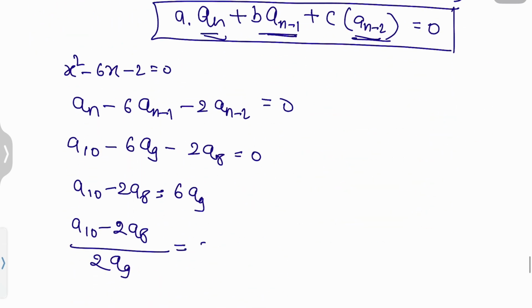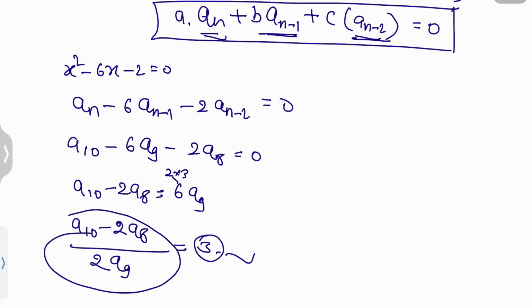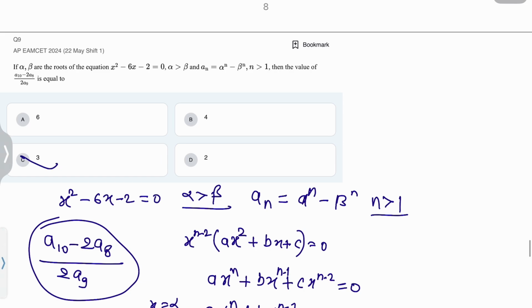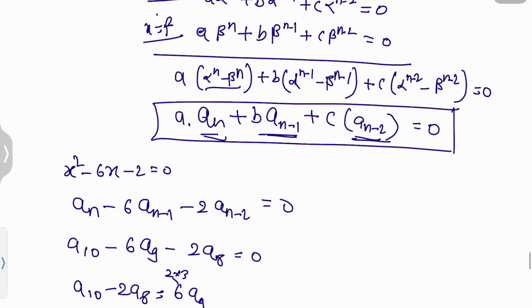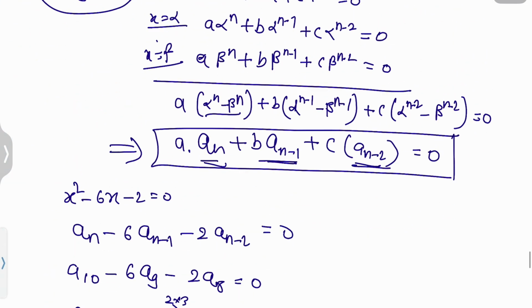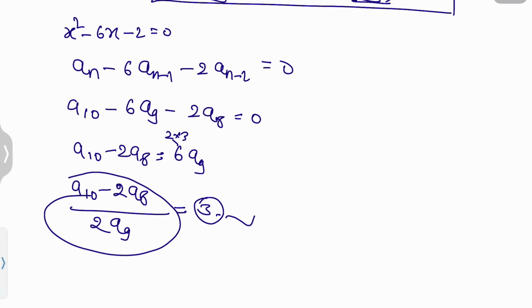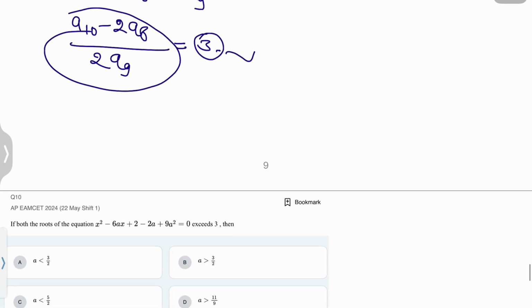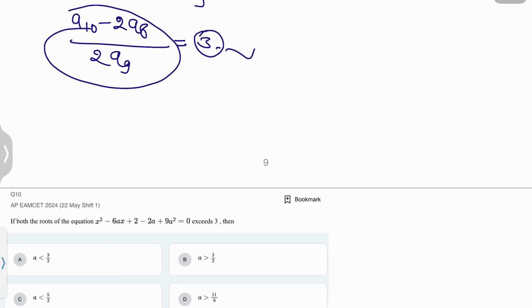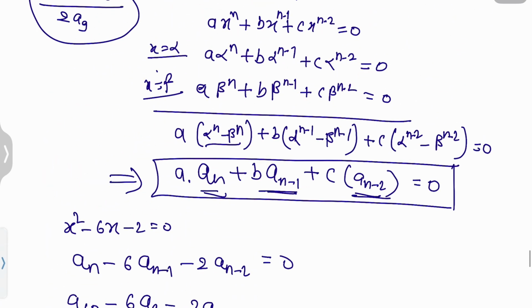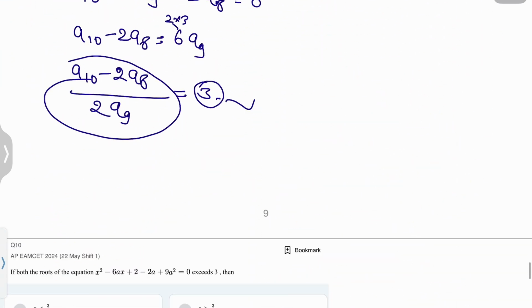So only remaining is 3, because substituting 2 into it, 2 plus 1, so this one, the answer is 3. So your answer is also 3. That means it is also very easy if you use this concept. That time it is also a very easy question. This type of question is asked every time in JEE, and APEAPCET is also asking this type of question.